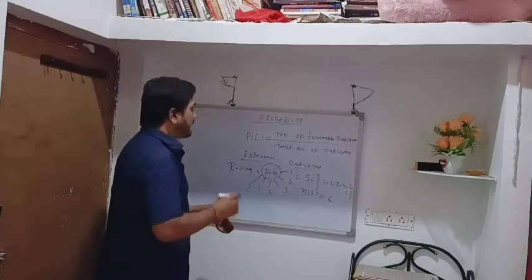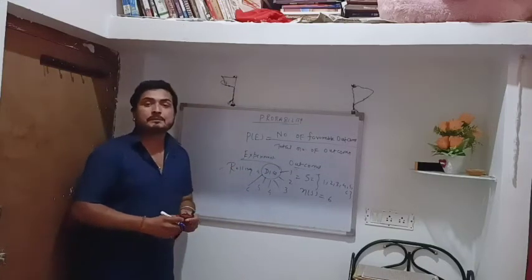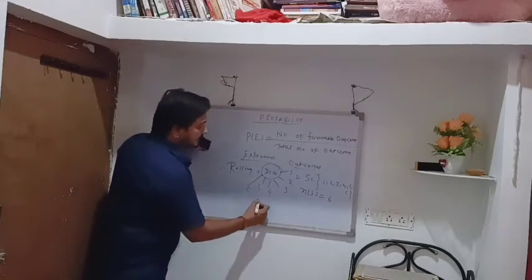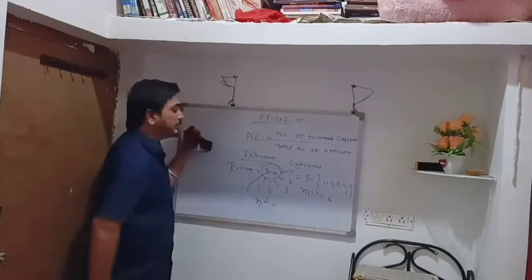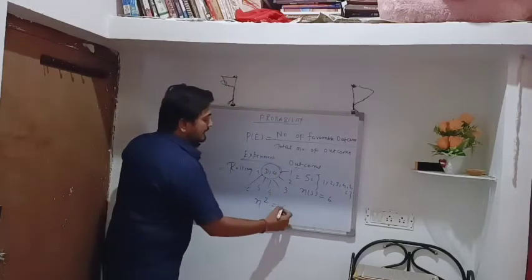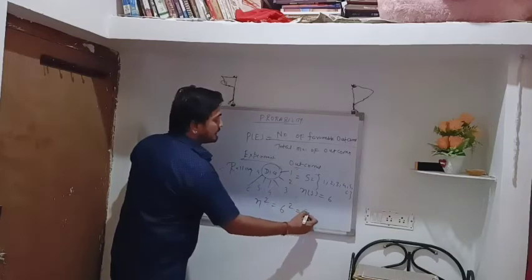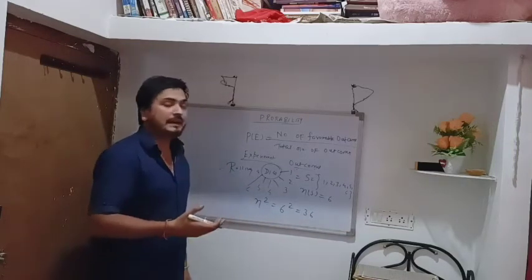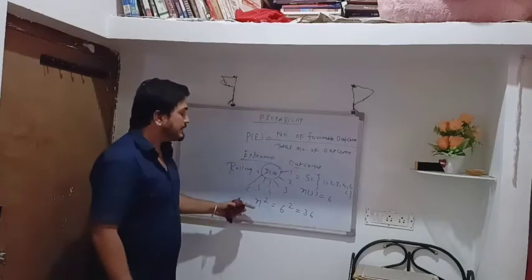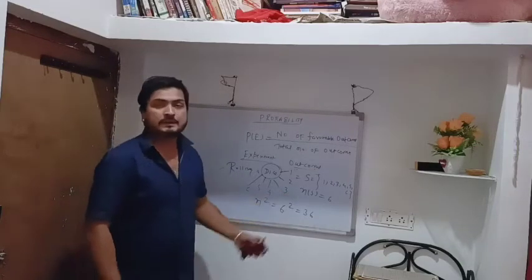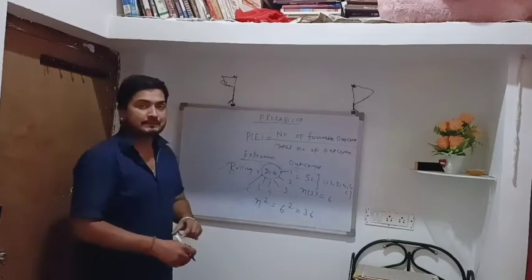If you are rolling a dice twice, the formula used is n squared, and the number of faces of a dice is 6, so 6 squared is equal to 36. Similarly, when we roll a dice three times, we use n cubed, and 6 cubed is equal to 216.